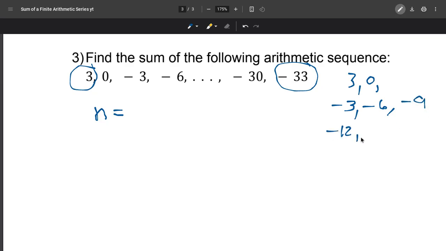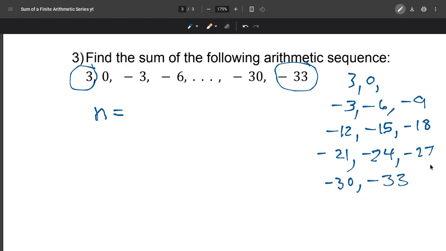-12. And there is a better way to do this, but I'm going to show you that in a coming video. -15, -18. This is a little inefficient. -21, -24, -27, -30, and -33. Okay, so we've got 5 here, 6 here, that's 11. 6 plus 5 is 11, plus 2 more terms, so 13.